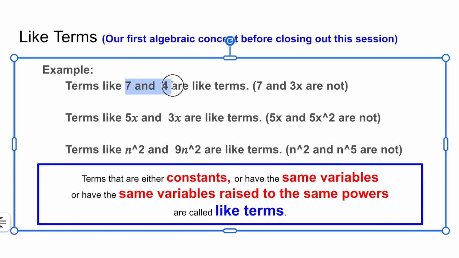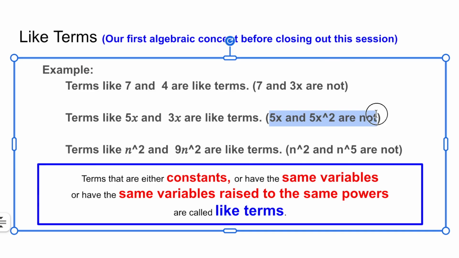For example, 7 and 4 are like terms, but 7 and 3x are not. Do you see that? 7 is a constant, 3x has a variable. X is a variable with a coefficient of 3. That's how you read this. X is a variable with a coefficient of 3, 3x. 5x and 3x are like terms because both of them have the same variable even though the coefficient is different. Whereas 5x and 5x raised to the power 2 are not, because x has an exponent of 1 and here x has the exponent of 2. So these are not like terms.